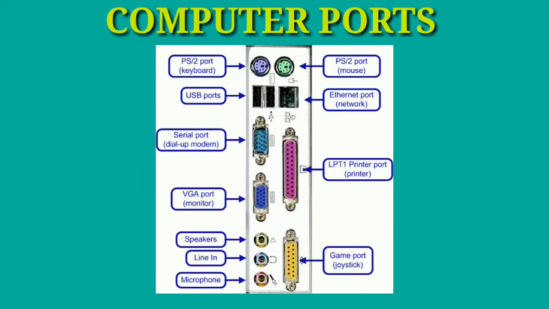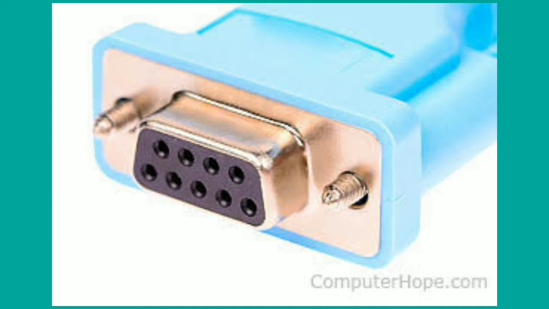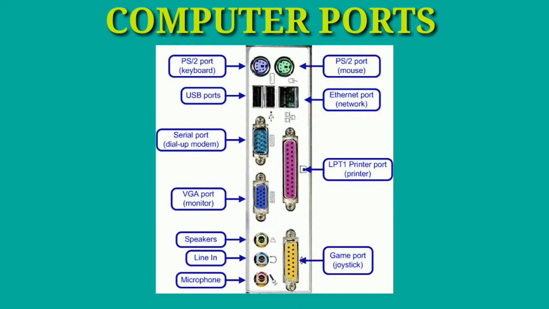Next is the serial port. The serial port can be used for an external modem and older computer mouse. There are two versions: a 9-pin and a 25-pin model. Here data travels at 115 kilobits per second. It is also used to connect different types of landlines to connect to the internet.